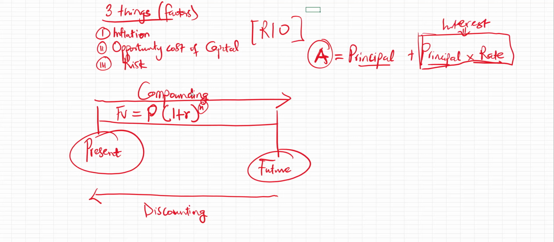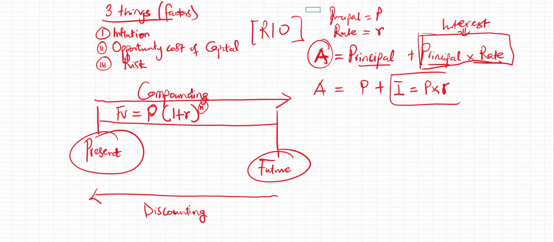So it means that the amount, let's make principal equal to P, and the interest rate becomes R. So amount is equal to principal plus interest. And we know interest is the principal times the rate. So the amount in the future will be equal to the principal plus the principal times the rate. Okay, good.